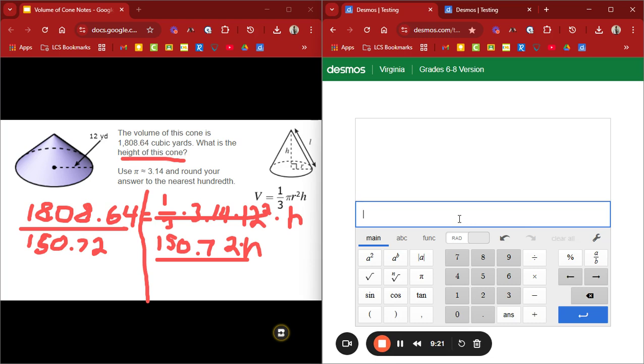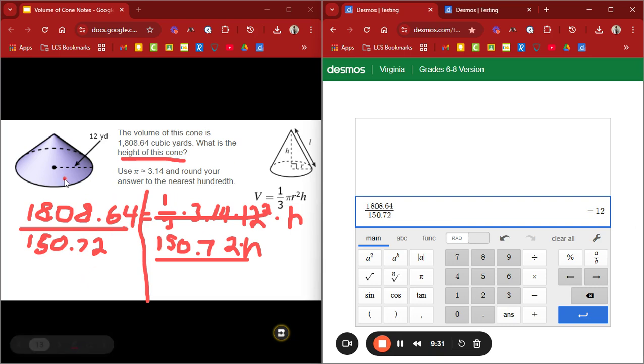All right. So over here, let's go ahead and do that. What is 1808.64 divided by 150.72? And I get 12. So that means that the height of this cone right here should be 12. So 12 equals h.